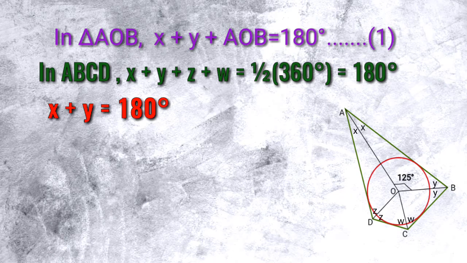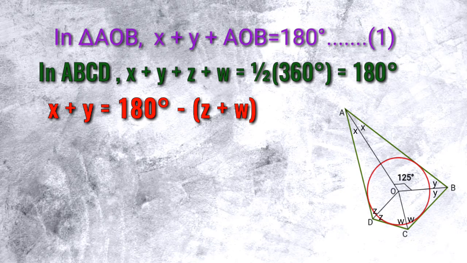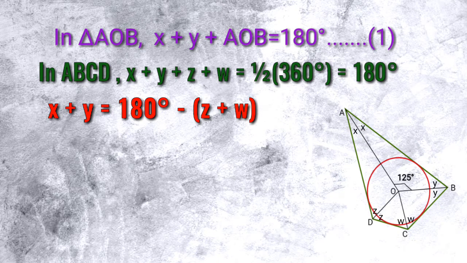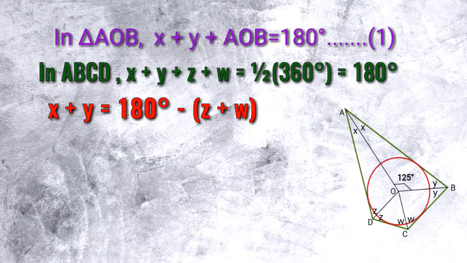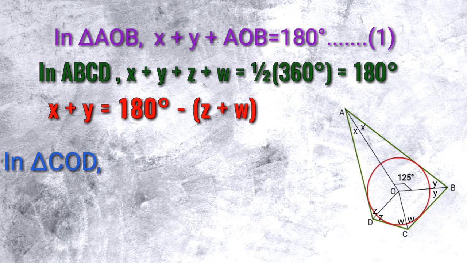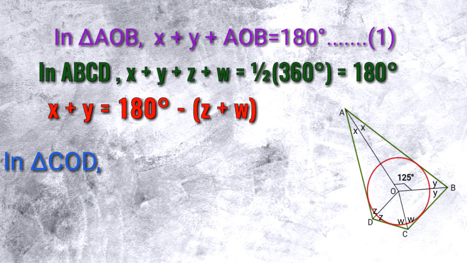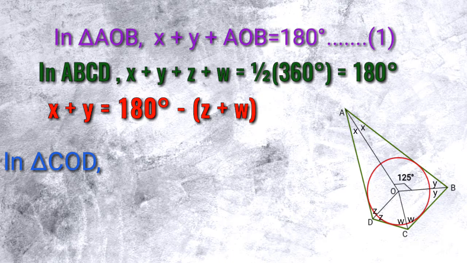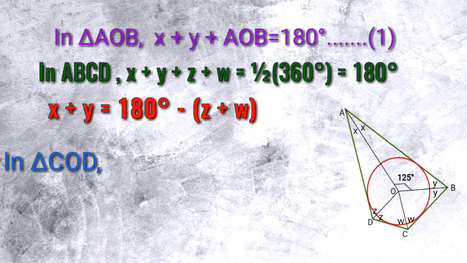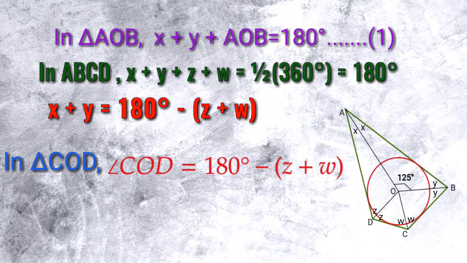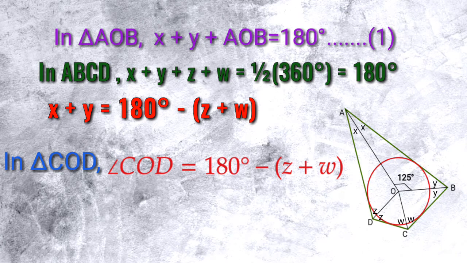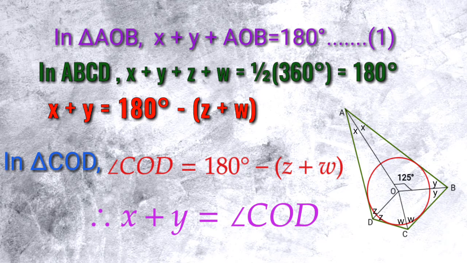Now see the third line, that is x plus y is equal to, we are transferring z and w to the right side, that is 180 minus z plus w. Now look at triangle ODC. Angle ODC is equal to z and angle OCD is equal to w, that we have taken. Now in triangle COD, by using angle sum property of triangle, we can get angle COD is equal to 180 minus z plus w. So in the third line, you can see x plus y is equal to COD.